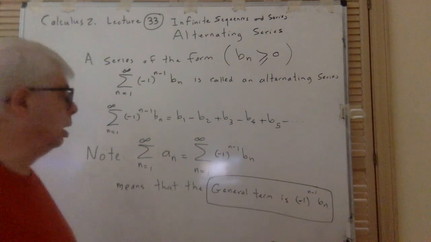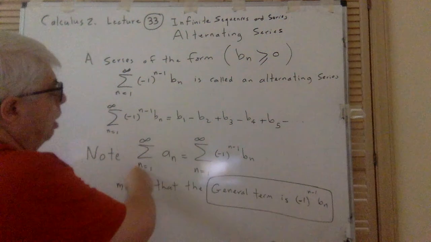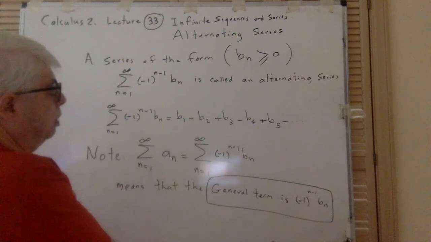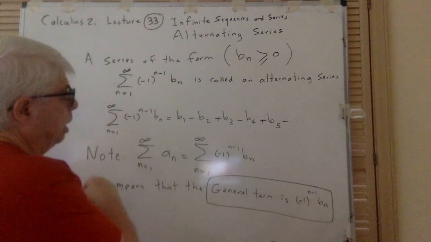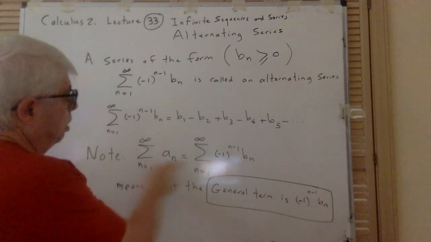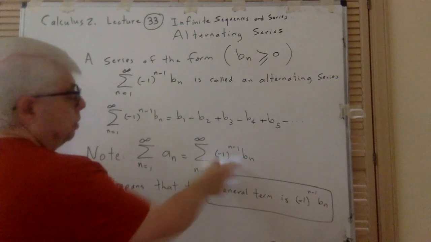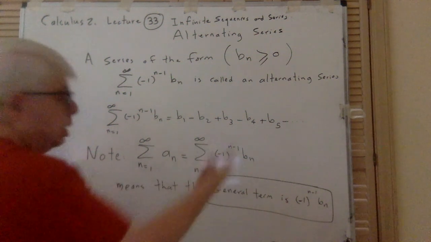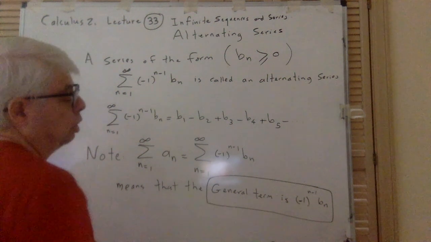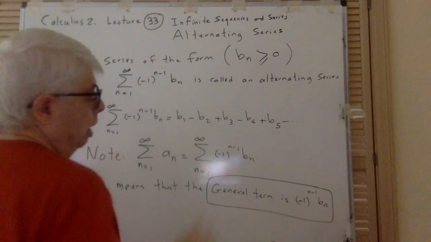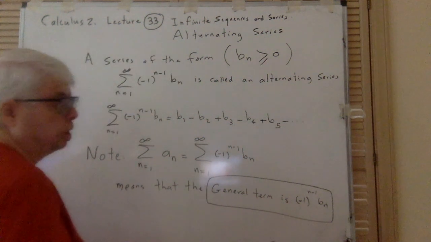This is the form that we had before for infinite series, usually n starting at 1, going to infinity, of an. If I compare this with what I have here, then an is in fact this whole thing. So the general term is (-1)^(n-1) times bn. And again, I emphasize that we assume that bn is non-negative.